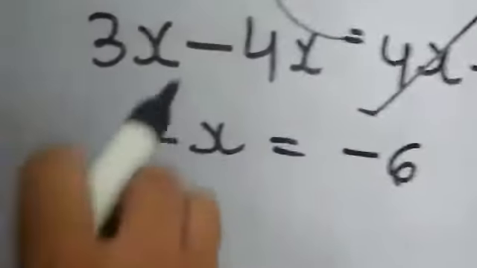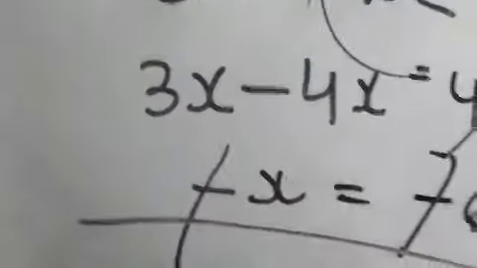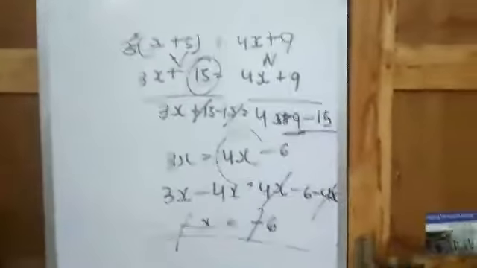Now we have to find the value of x, not minus x. So both the sides have minus, then we will cross the minus. This method is known as balancing method.